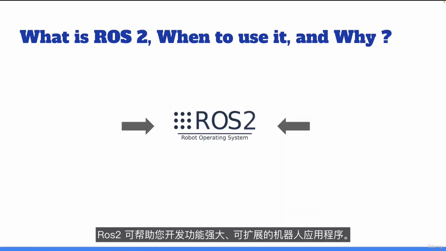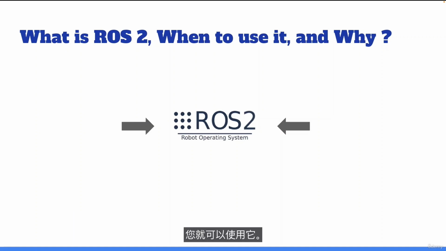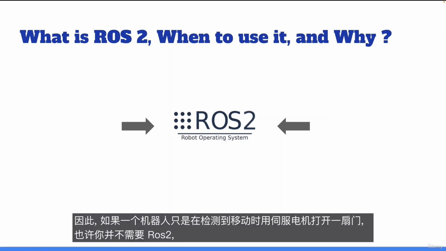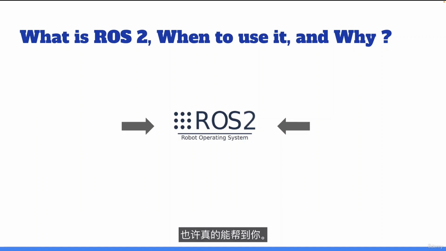ROS2 is here to help you develop powerful and scalable robotics applications. You can use it whenever you want to create a robot software which needs a lot of communication between its subprograms, or if it has some functionalities that go beyond a very simple use case. So for a robot that will just open a door with a servo motor when it detects movement, maybe you don't need ROS2. But for a mobile robot which you want to control with a GPS and a camera, in this case ROS2 might really help you.